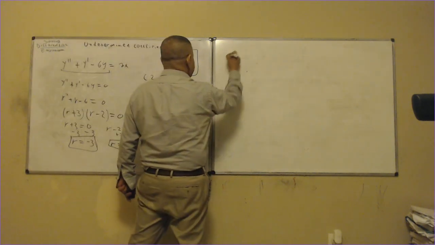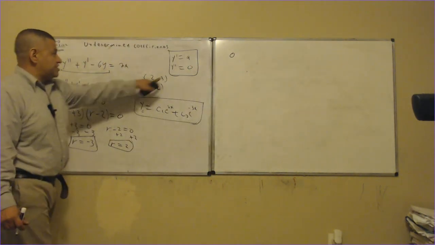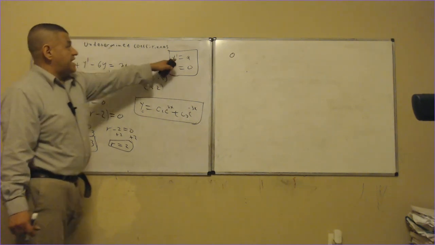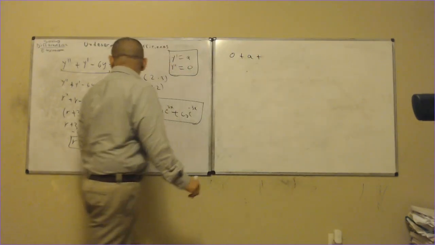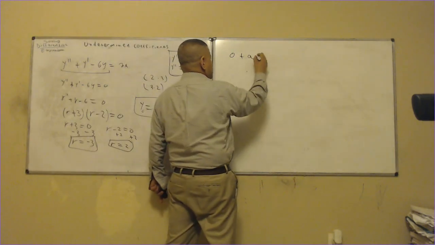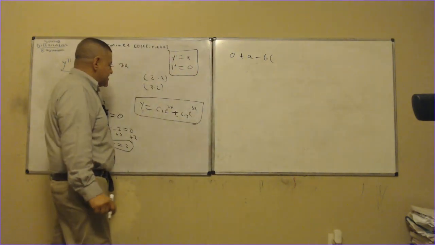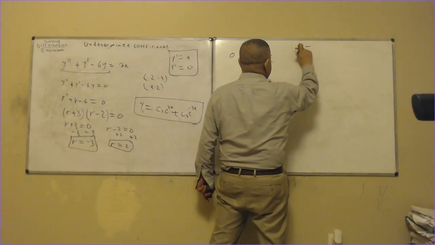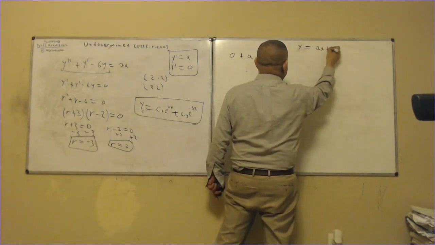So what I do, I put 0 for the second derivative, right? And for the first derivative, I put a. So I substitute that with a, and then of course I have a minus 6 right here, right? And then we said that y equals ax plus b, right?